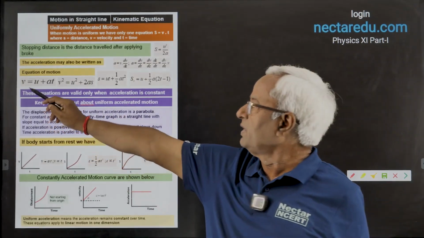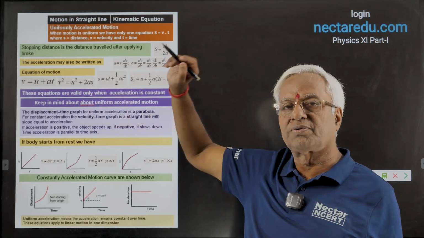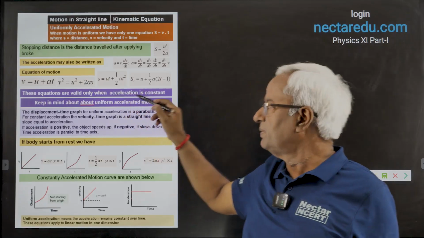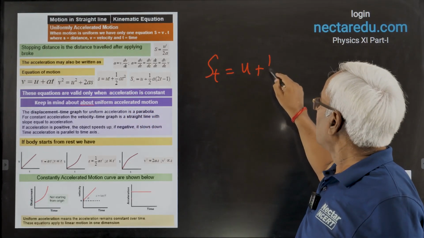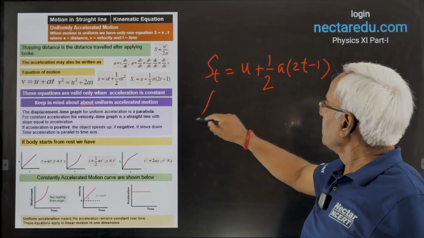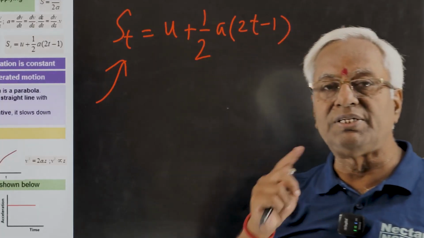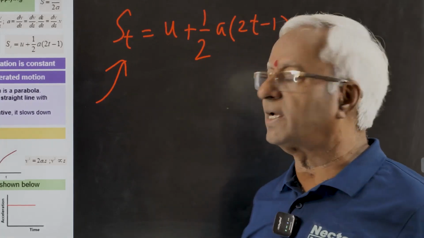These equations are v equal to u plus at, s equal to ut plus half at square, v square equal to u square plus 2as, and similarly this equation, s_t equal to u plus half a (2t minus 1). What is this s_t? This is the distance traveled in tth second. Tth second means, say, 4th second.